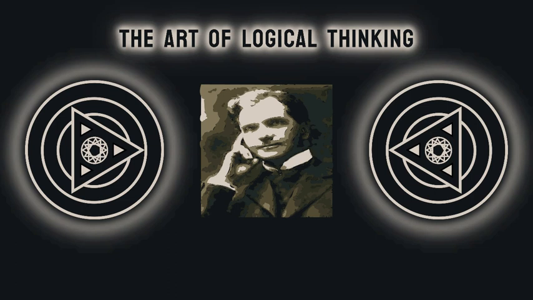To be distributed, the middle term must be the subject of a universal proposition, or the predicate of a negative proposition. To be undistributed, it must be the subject of a particular proposition, or the predicate of an affirmative proposition. See chapter on propositions, vi.